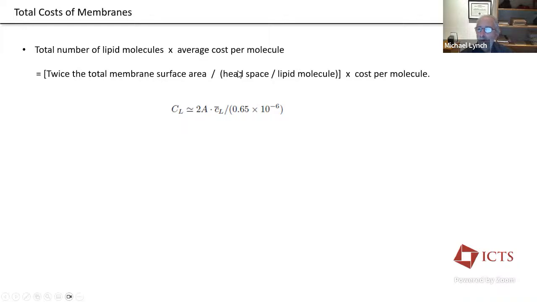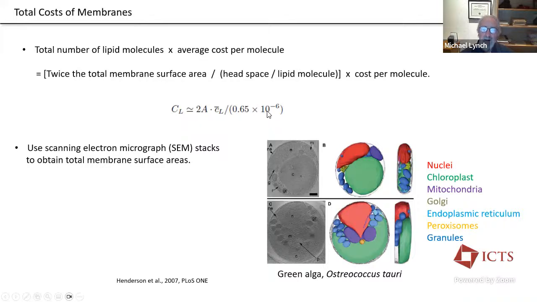We know how much area an individual lipid molecule takes up, the so-called headspace per lipid molecule. So we divide the area by the space each lipid molecule takes up. That gives us the total number of lipid molecules. We multiply by the cost per molecule, and we get this kind of expression here. And then we can start to apply this to real data.